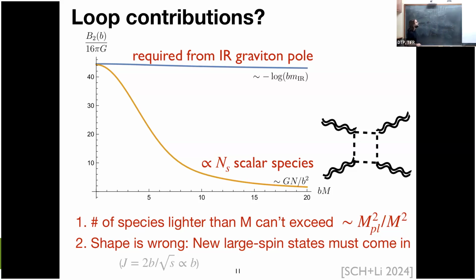That's one thing you learn from this. The other thing you learn, and that's what we try to make more quantitative, is that the shape is completely wrong. There's no way that by adding loops and higher loops and so on, you will ever get the flat loop curve. So the new thing that happens when this gets saturated must be quantitatively different from a scalar loop. And in particular, because of large impact parameters like large spin, whatever new physics appears must be richer in I spins.